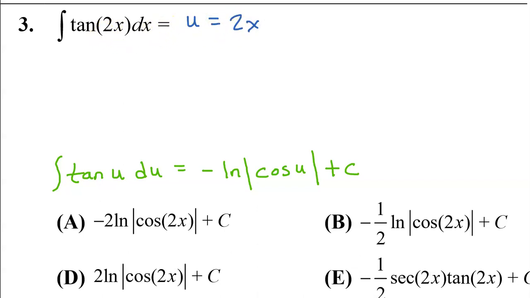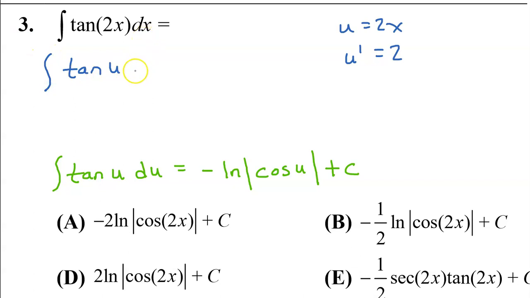Well, I shouldn't just put that right there. Let me move this. I'll put it a little bit further away. So u is 2x, which means that u prime is 2. Let's go ahead and do the substitution. Instead of dx, we write du over u prime, which is 2.